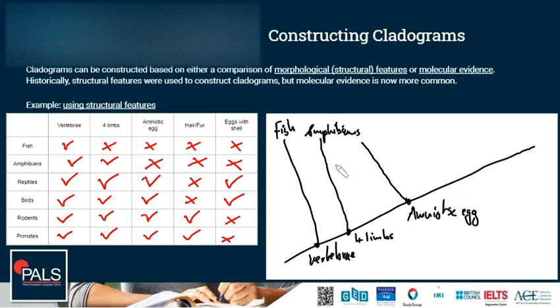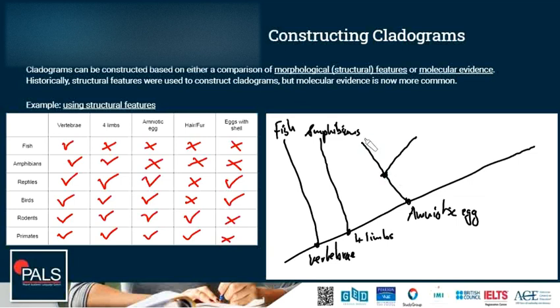So we somehow need to connect the next four organisms, so that their lines all converge towards this point in the past, to this common ancestor that had amniotic eggs. Problem is, however, only two of the four have hair and fur, which are the rodents and primates, and the other two, birds and reptiles, have eggs with shells. So that means we need to split this way.